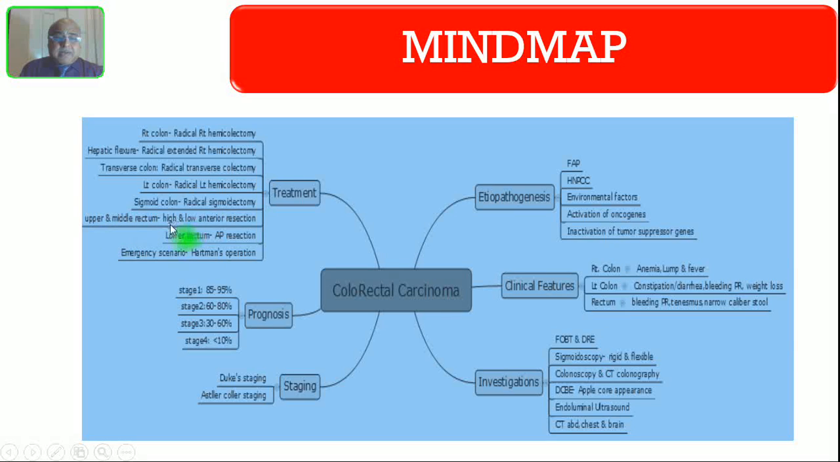Upper and mid rectum, you can do either high or low anterior resection. If it is lower rectum CA, you must do AP resection. In an emergency scenario, you can do Hartmann's operation only.